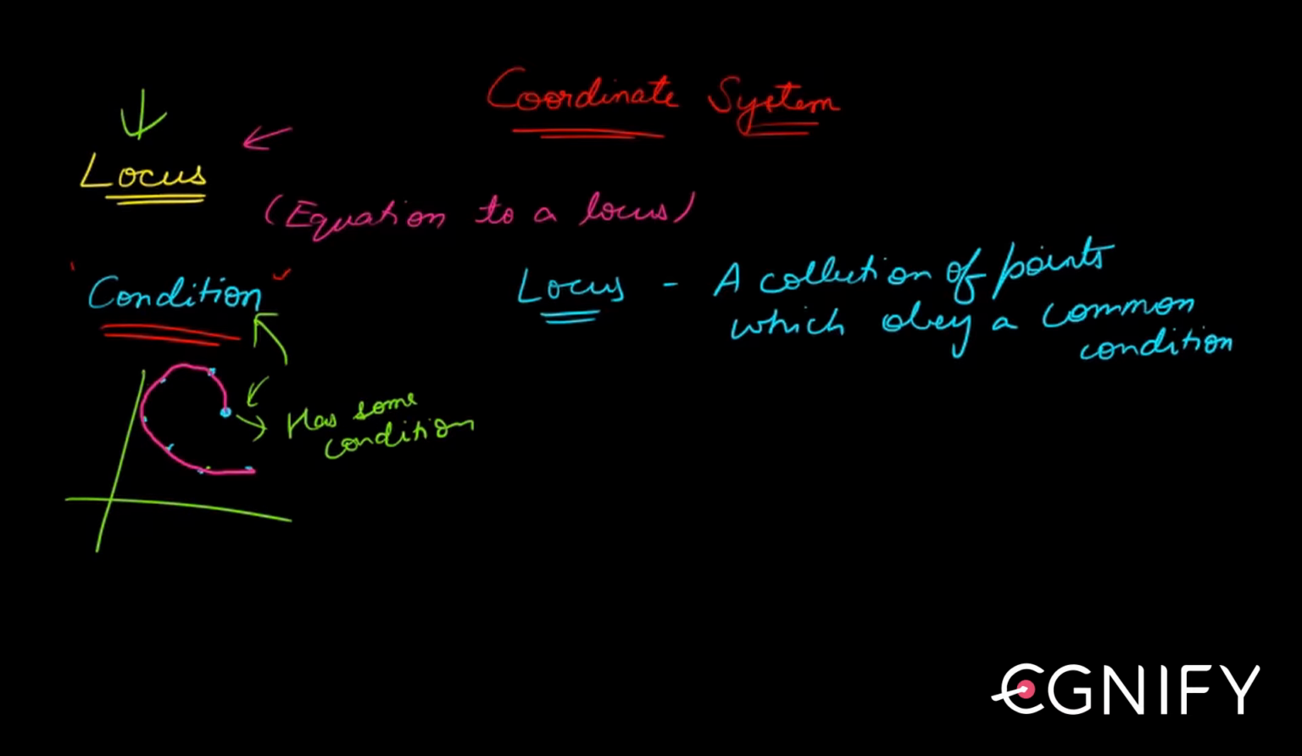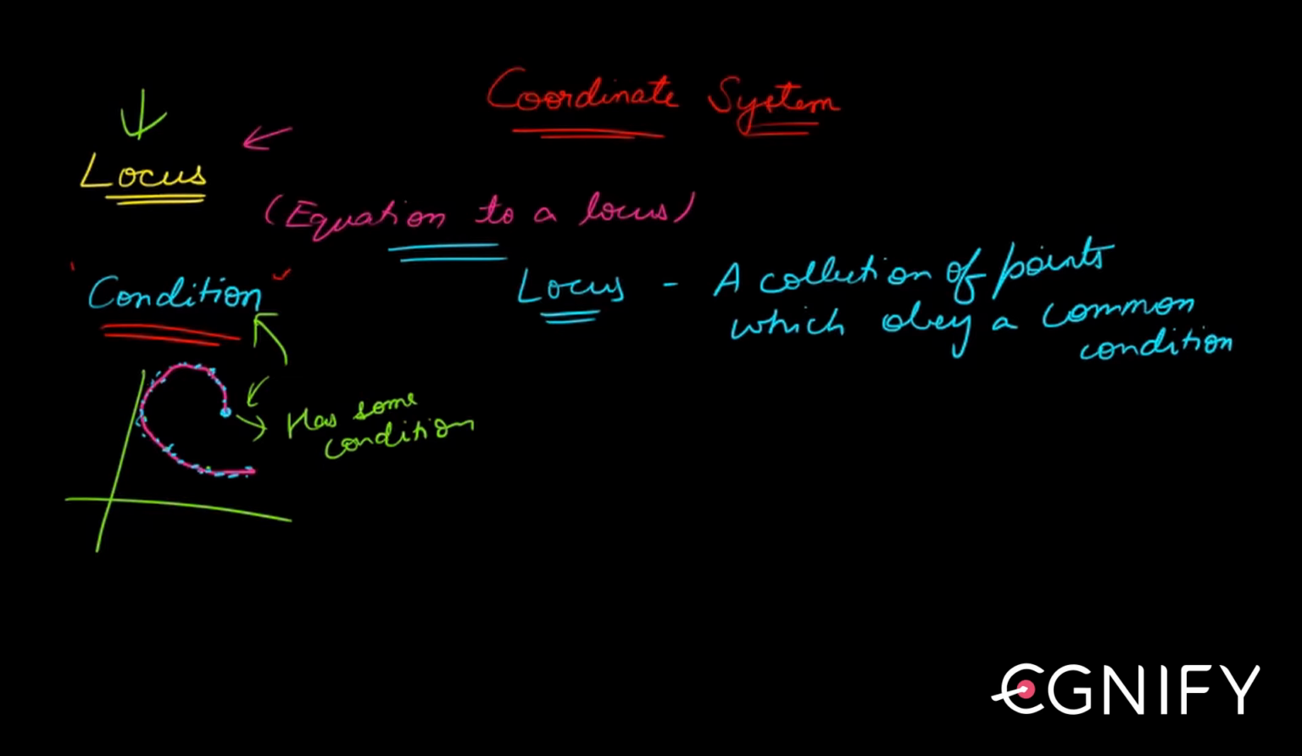So the moment I draw this, that means not just these points that you see here, every point on this pink curve obeys that condition. Only then will that point be a part of the locus, right? Now let's see how to actually find the equation to a locus. I hope you have got a sense of what a locus is, right? Once I discuss an example, it will be even more clear.